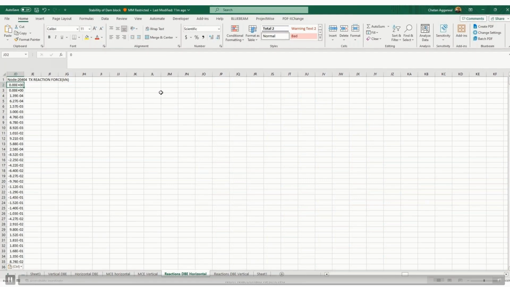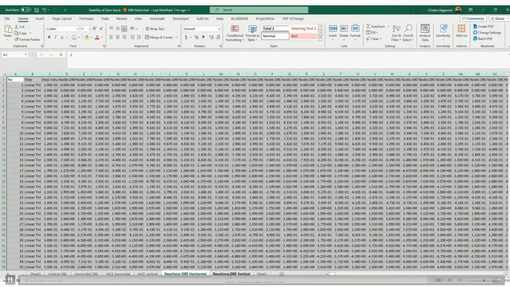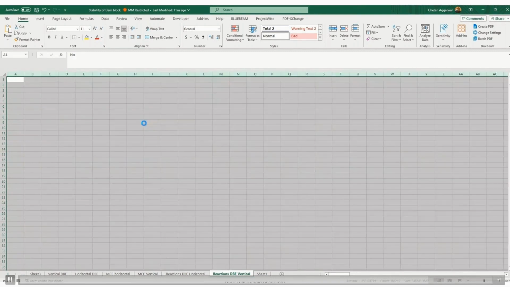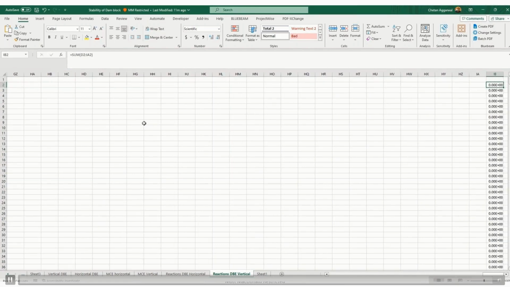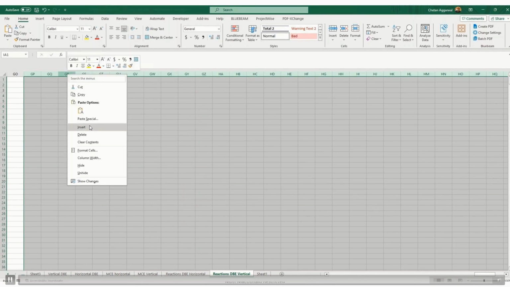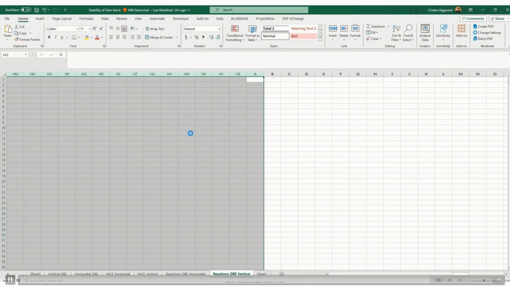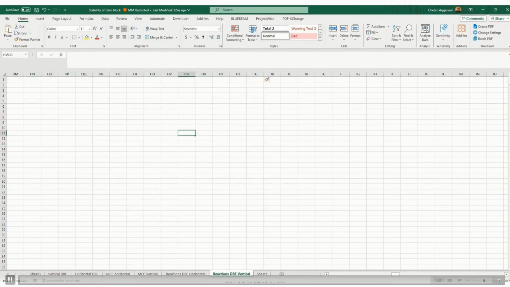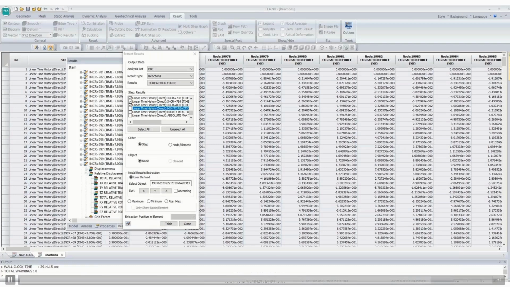Okay, so similarly in vertical also, just take it up to here. Include some rows here, columns here, and click save. There should be enough columns. Those are included so that I can manage my data here. Close it.